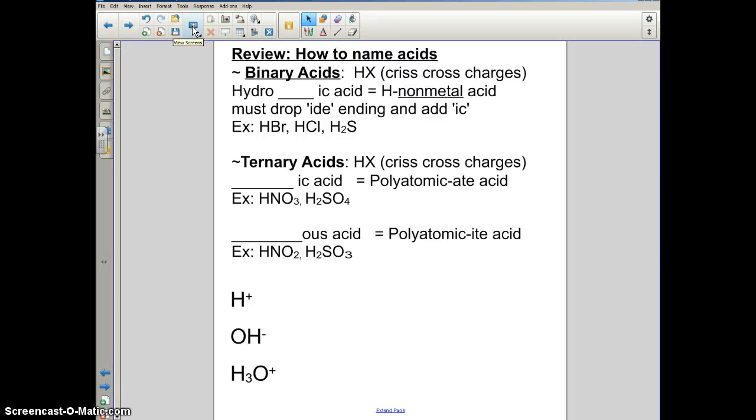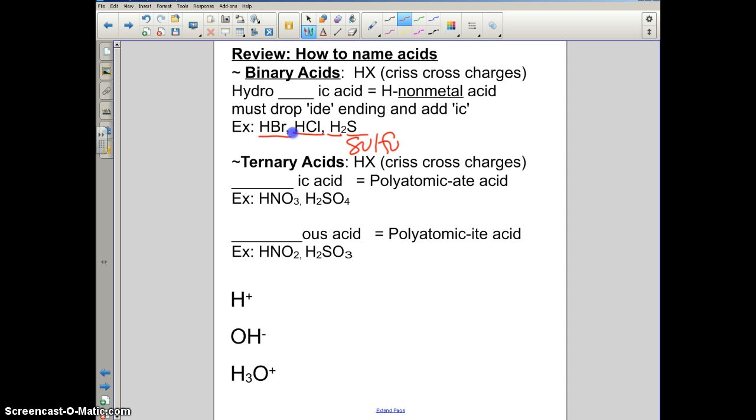Alright guys, we're going to quickly review how to name acids and bases. Basically, the differences between binary acids and ternary acids are binary acids are going to have the hydro prefix. That does not mean it has an H in the front. All acids have an H in the front, and it will have only one single element that is attached to. So for example, hydrochloric acid you see as HCl, hydrobromic acid you see as HBr, and this is hydrosulfuric acid.